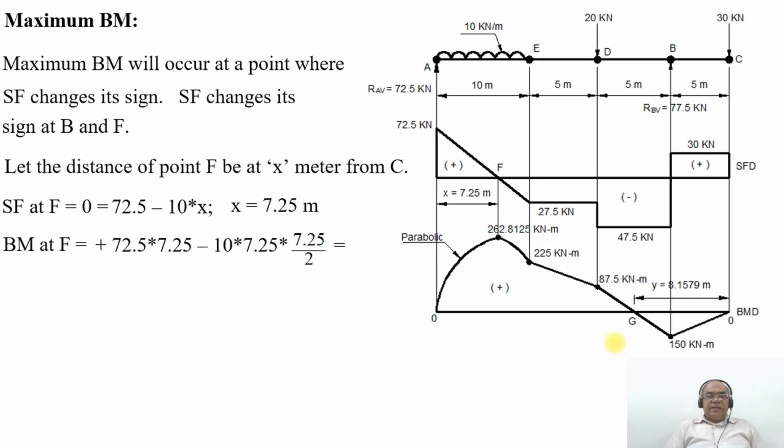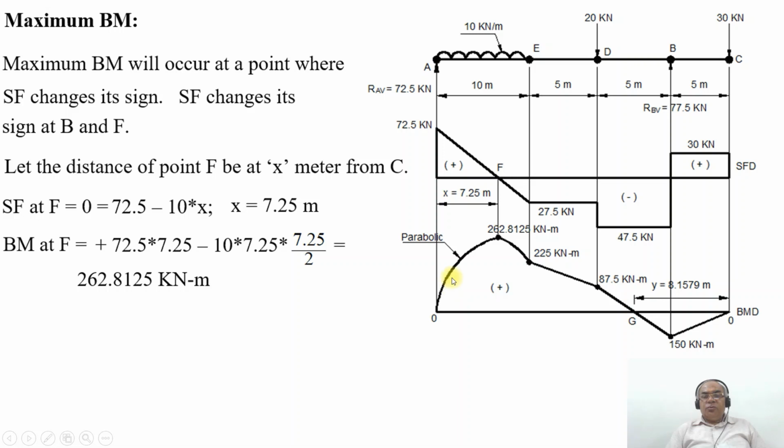As the value of x is 7.25, we substitute the value of x as 7.25 meters. In other words, it will be plus 72.5 into 7.25 minus 10 into 7.25 into 7.25 by 2. On simplification, you are going to get it as 262.8125 kilonewton meter. So at the point F where SF changes its sign, it will be 7.25 meters from A, and also at that particular point you are going to get the maximum bending moment, which is 262.8125 kilonewton meter.